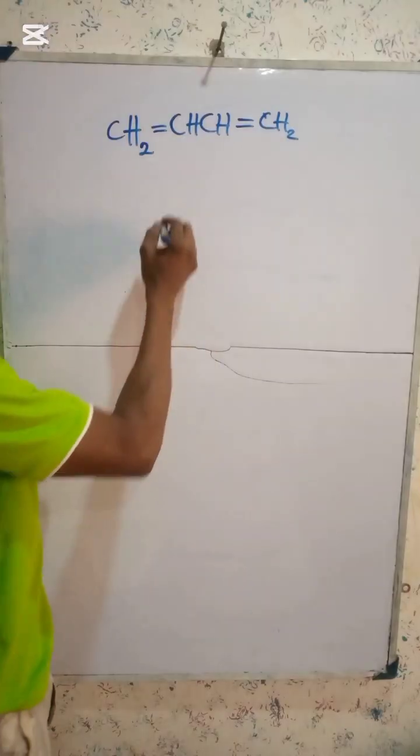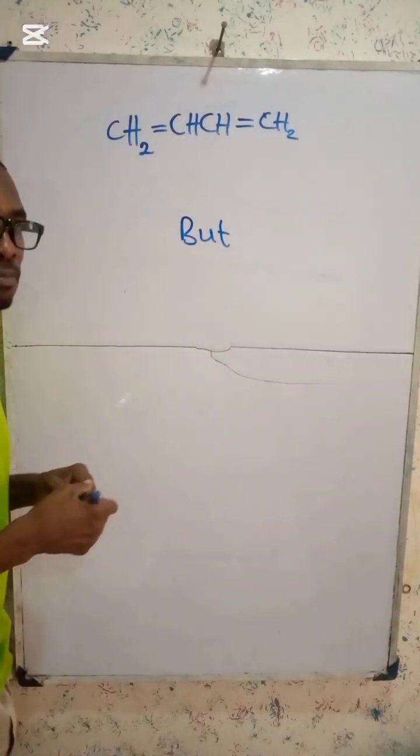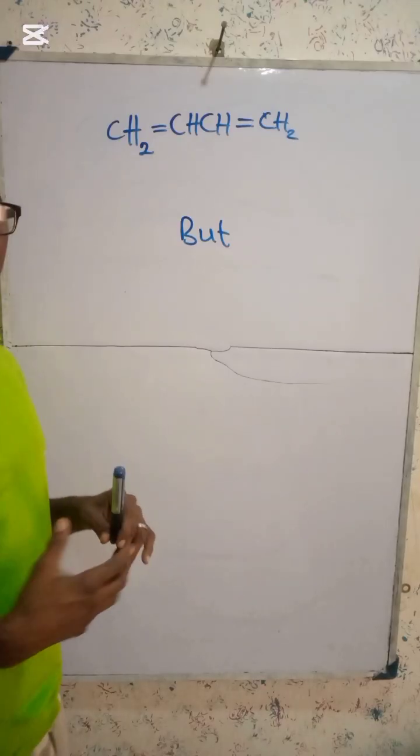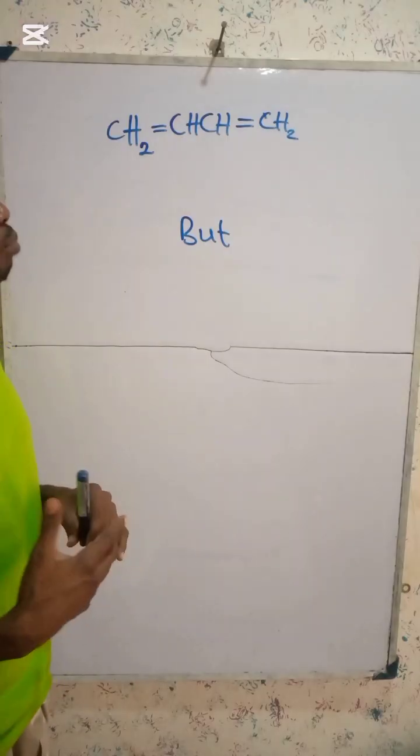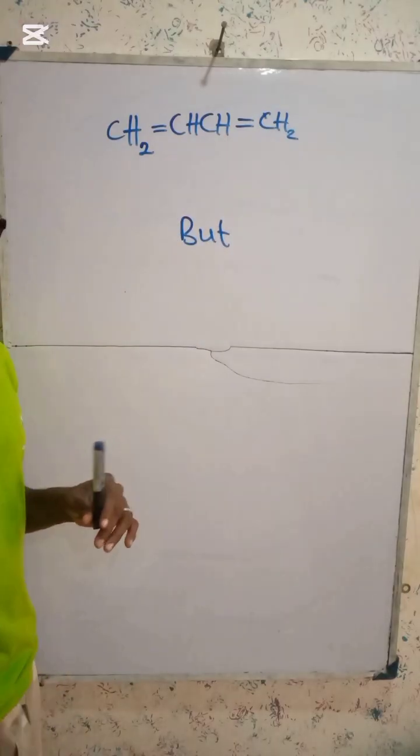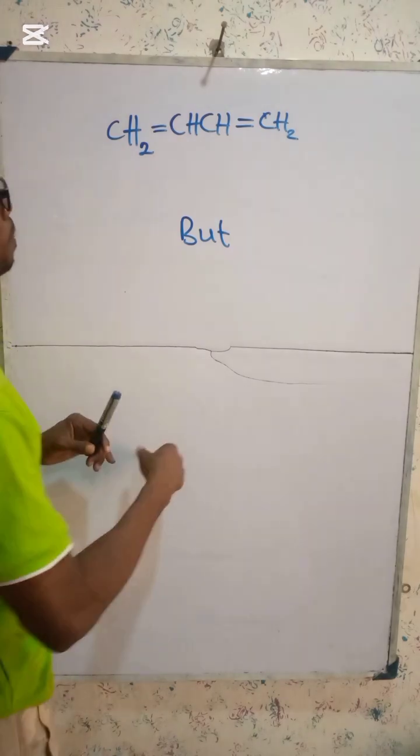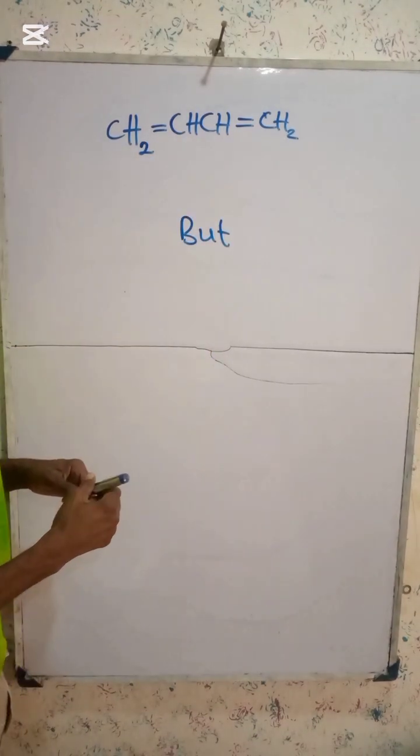When it's 4, it's called but. 1 is meth, 2 is eth, 3 prop, 4 but, 5 pent, 6 hex, and so on and so forth. Now we have 1, 2, 3, 4, so it's called but.